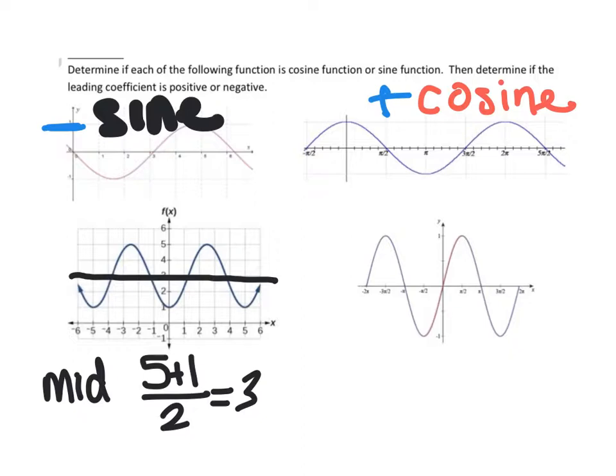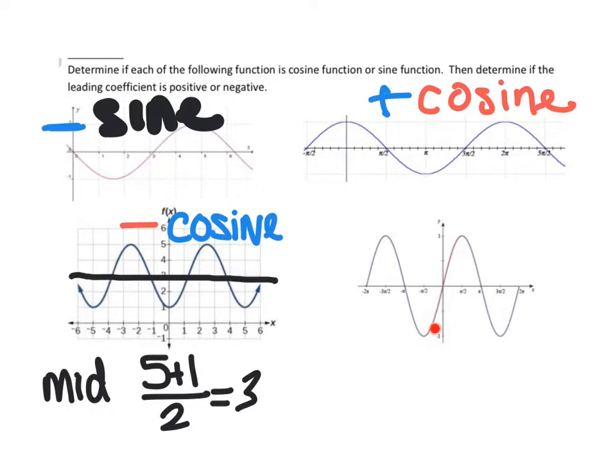Now, how do you know if you're right about your midline? Well, the max and the min should be the same distance away. The max is 2 blocks above, the min is 2 blocks below. Therefore, I know I'm right. So now I go right back to my origin, which is now the midline. I'm pretending this is my new origin, and I'm asking, is the function starting at the midline, or is it starting above or below? It's definitely starting below, so I know this is the cosine function. And since it's starting below, that makes this the negative cosine function.